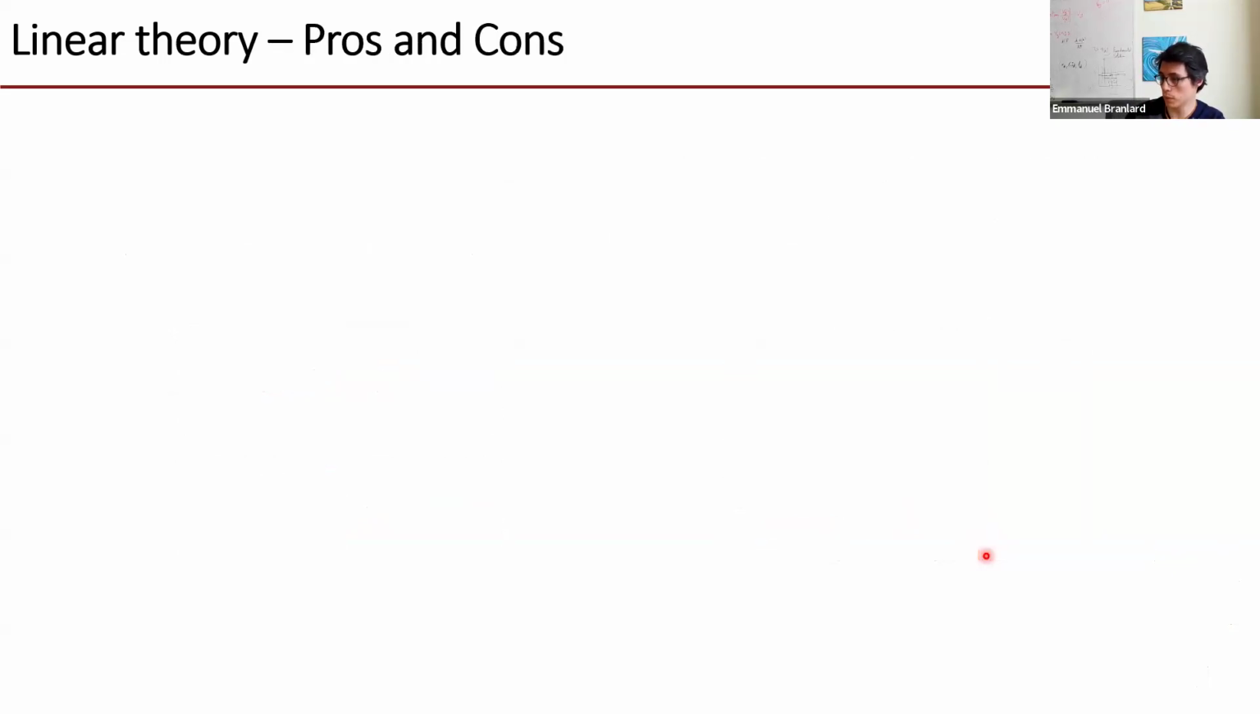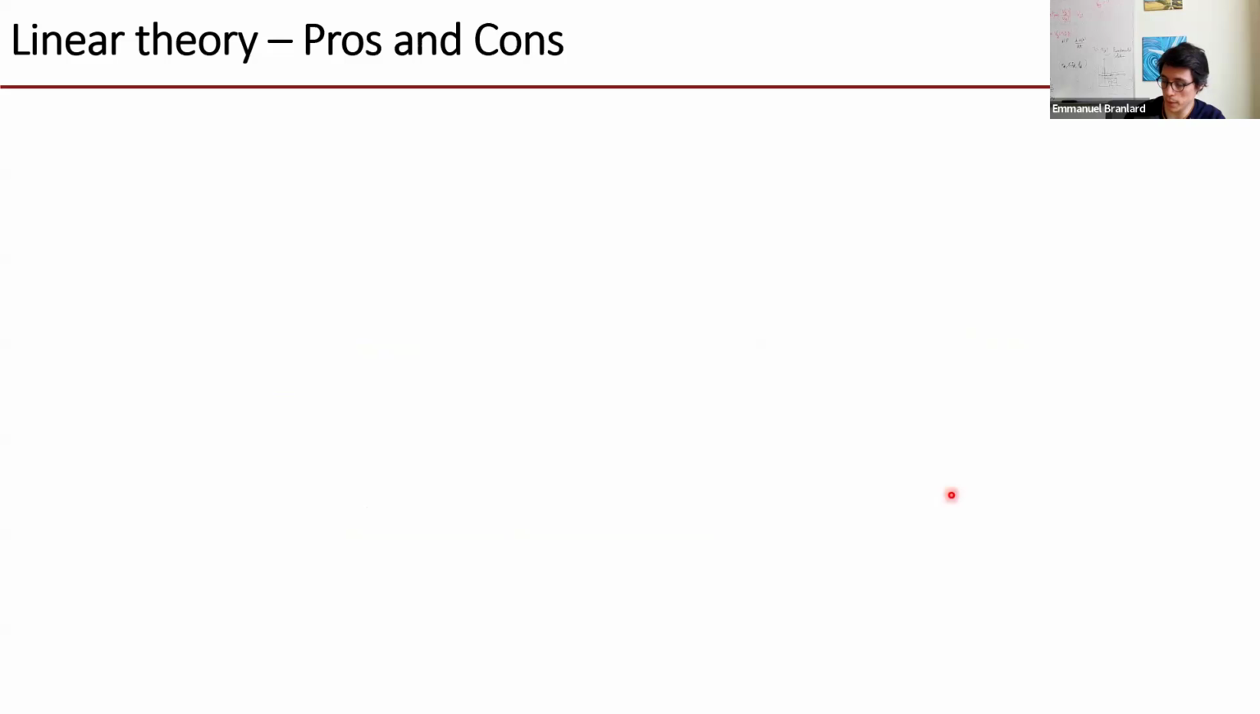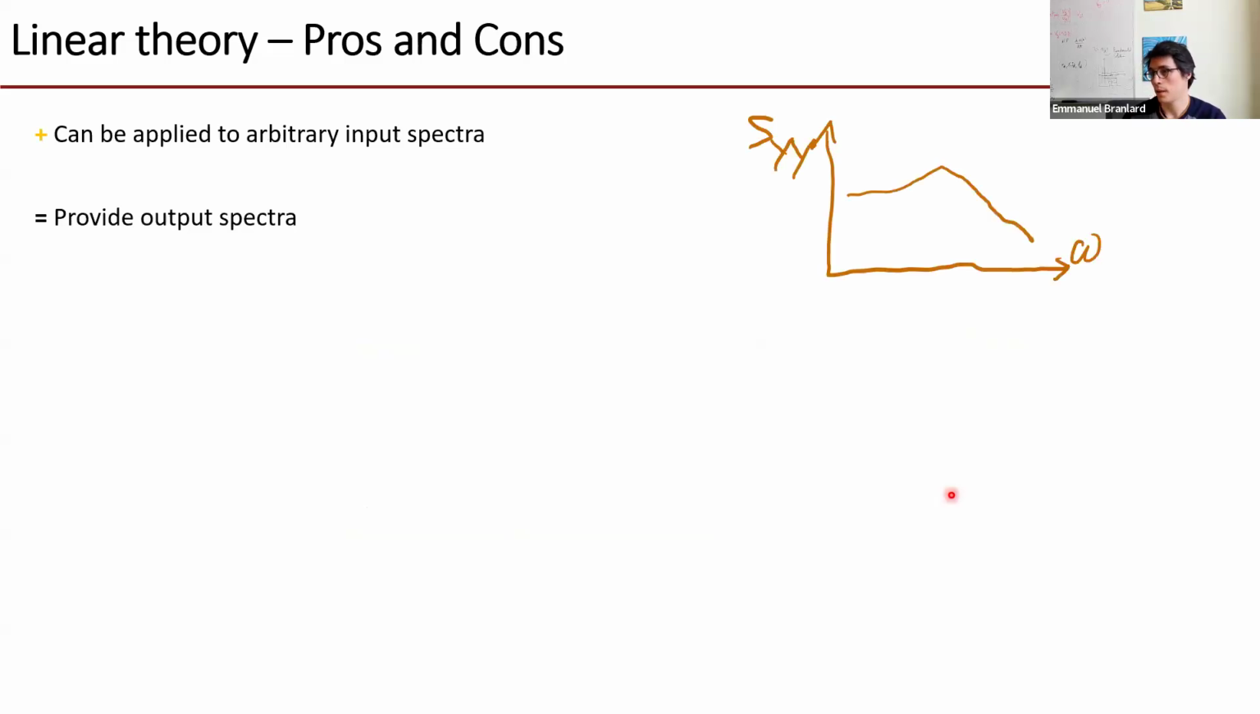This is just a simple example to get familiar with the theory. But basically, we can apply this to any input spectrum. It doesn't have to be the banded noise spectrum that I used here for simplicity. It can be any spectrum. It could be the spectrum of the wind. And it gives us the spectrum of our output directly.